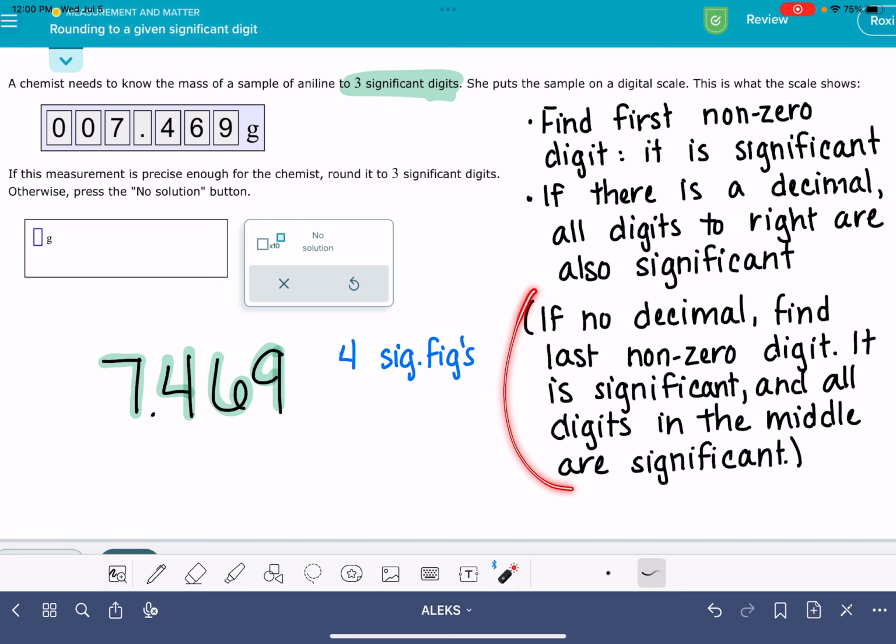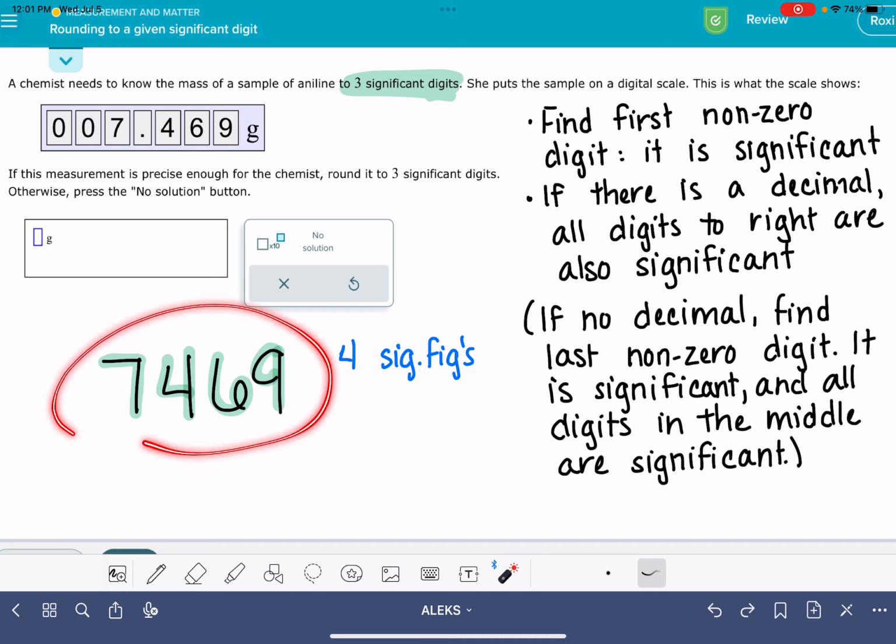Now, I did add here the rule that you would follow if there was no decimal point originally shown in the number. If there wasn't a decimal point there, then we would modify this just a little bit. If there was no decimal point, we would then find the last non-zero digit, which in this case is the 9, and all of the digits in the middle are also significant. I don't think that this rule is actually going to apply to this particular problem ever. I flipped through a few examples and I didn't find one where there was no decimal point originally shown, but I do have it here just in case you need it.